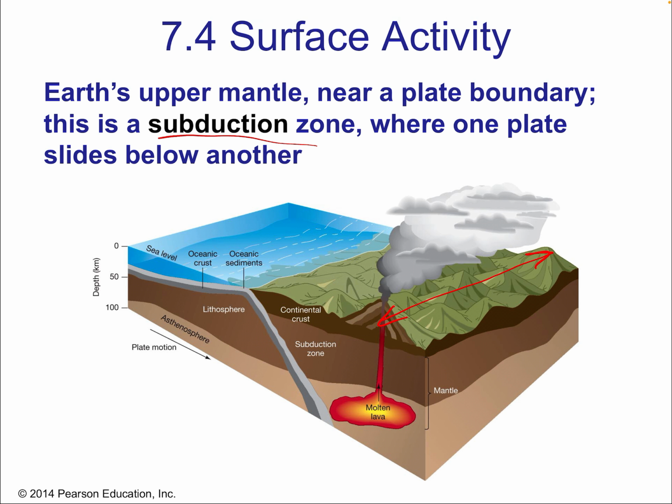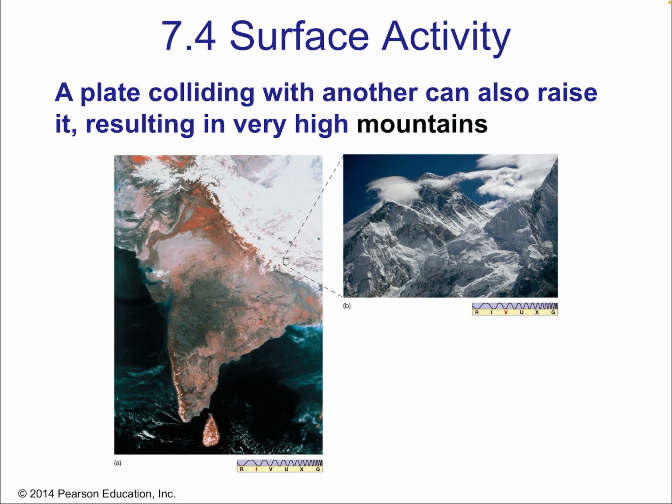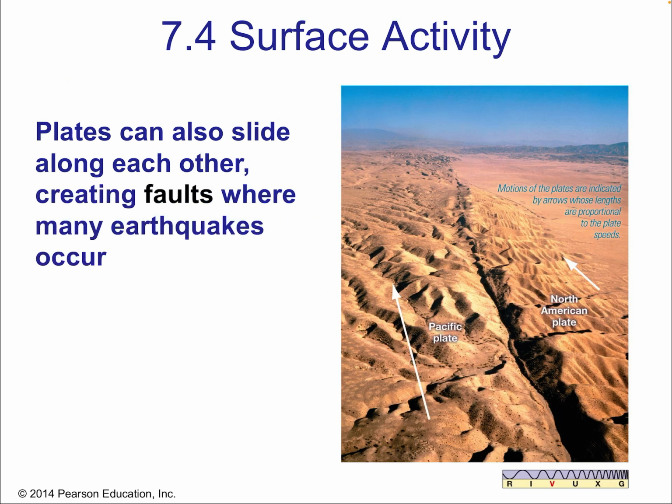And as that plate melts, it becomes molten lava. That molten lava, being hot, rises up, much like hot air rises in the atmosphere, to bring it back to something we saw before. Okay? So a plate colliding with another can also raise it, resulting in very high mountains. Because sometimes one plate doesn't subduct under the other, the two plates just push into each other. A really dramatic example of that are the two plates pushing together that create the Himalayas.